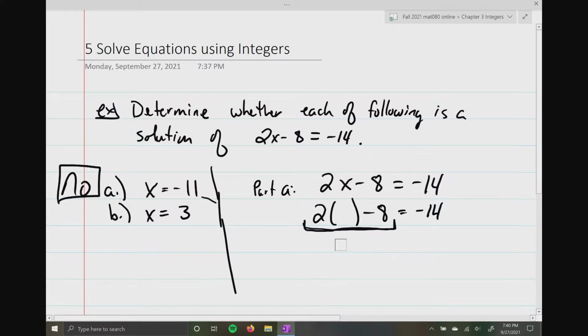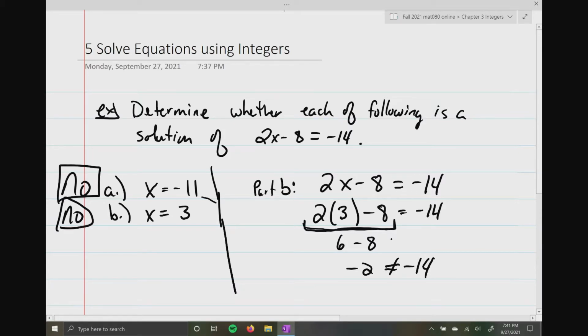So part B, they're asking us, well, substitute in a 3 and tell me what it is. So 2 times 3 minus 8. So let's focus on a 2 times 3. Well, that's going to be 6 minus 8. And 6 minus 8 is going to be negative 2. And negative 2 does not equal negative 14. So we write a big fat no.